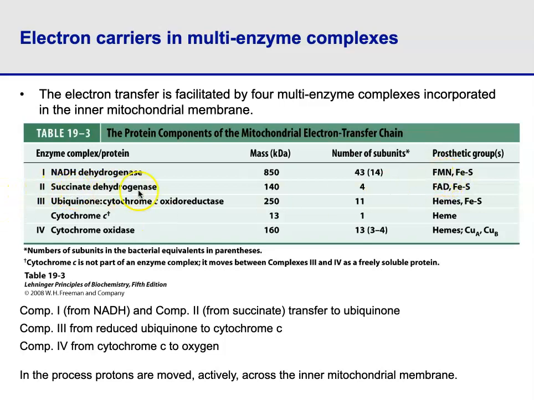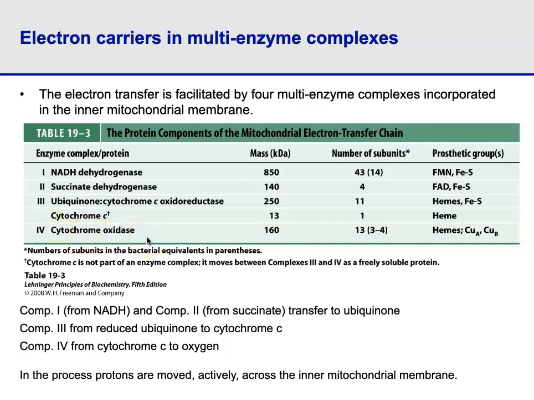Second complex is succinate dehydrogenase. This name should be familiar to you. You should be thinking about the TCA cycle. So you can see that a member of the TCA cycle is also a member of the electron transfer pathway. Again, very large complex. The next one is ubiquinone, cytochrome C, oxidoreductase. And the last complex is cytochrome oxidase.